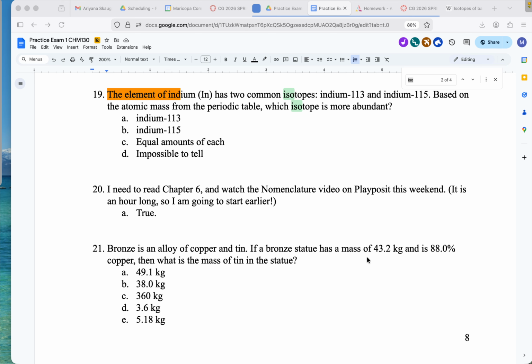Does that make sense? So what you're trying to do is leverage what you understand about the average process and manipulate that to be able to reason your way through an answer choice. Make sense? So when we go to the periodic table, what does it actually say? Indium, it is 114.82. Which one's more abundant? Indium 115, much closer to the actual value on the periodic table. Does that make sense? Does that work for your isotopes now?